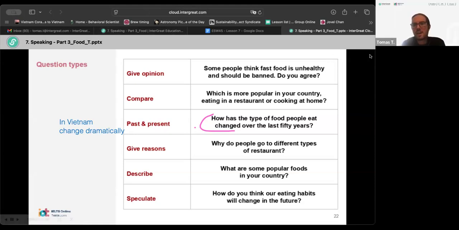So if I asked you, how has the type of food people eat changed over the last 50 years? All right, let me write you a sentence in the chat box. My answer is going to start like this. One second. So the sentence in the chat box, have a look, guys. It is the direct answer. You need to give some example or detail, okay? But that's the answer. It's not correct though, because of the tense. So how can we change this sentence to present perfect?